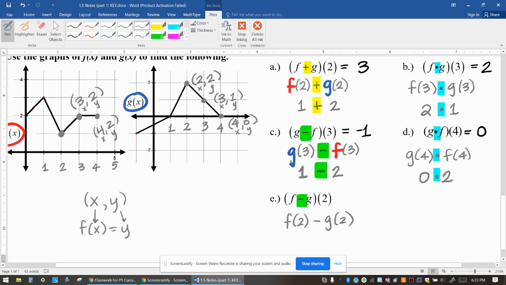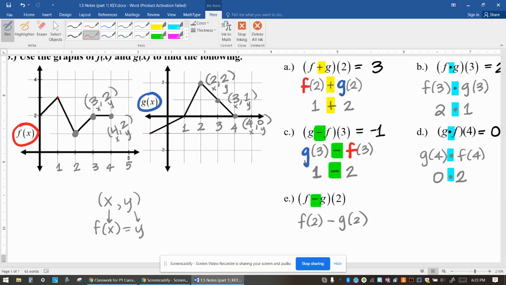So f of 2, I already found. Remember, the f function was the one that I color-coded in red. So f of 2 is 1. So that ordered pair is 2, 1. So that's 1 minus g of 2. The g function at 2 is 2. And then 1 minus 2 is -1.